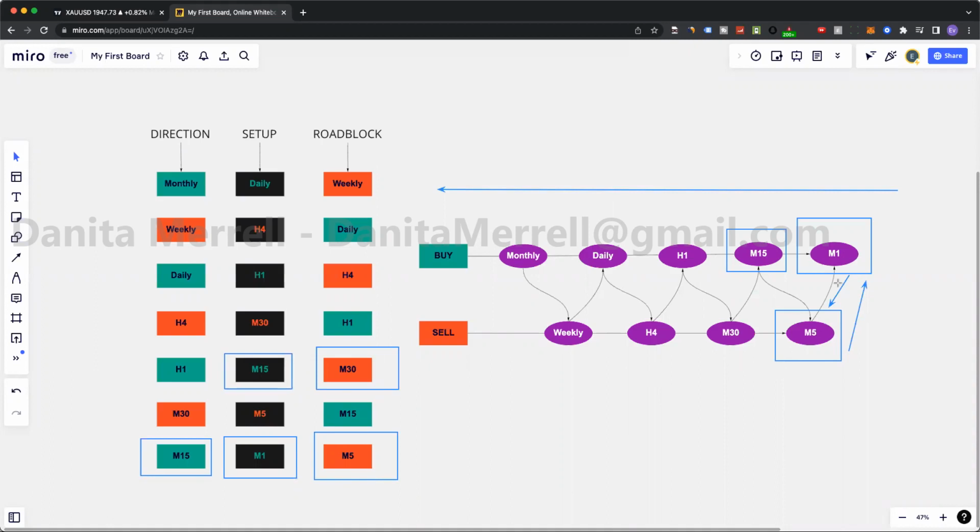M30, right here. Okay, if M15 breaks M30, H1. Okay, so we're working down the time frames. But now let's say on your H1, right, from M15 that broke the M30, let's say that didn't happen.